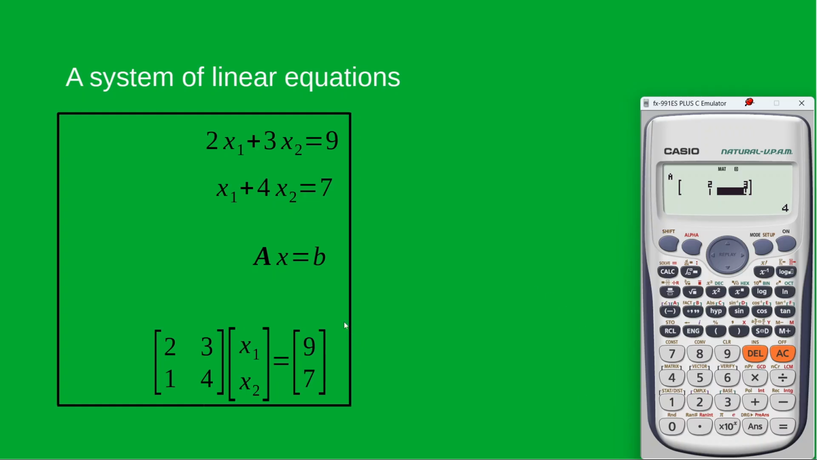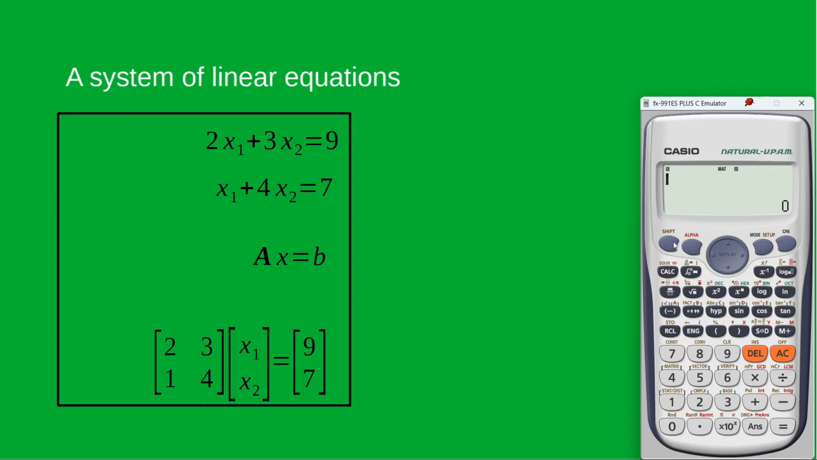Now to enter matrix B, we go to mode, we go to 6, and this time we select 3, that is matrix C. So we press 3 and we select 2 by 1. So that's 6, and we enter the matrix, that is 9 and 7. We are done.